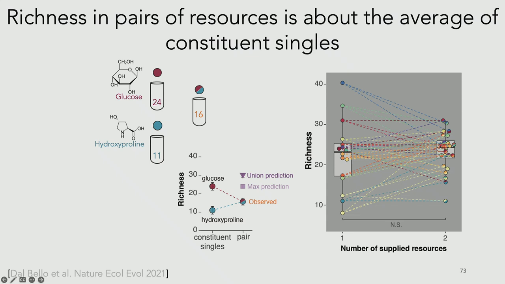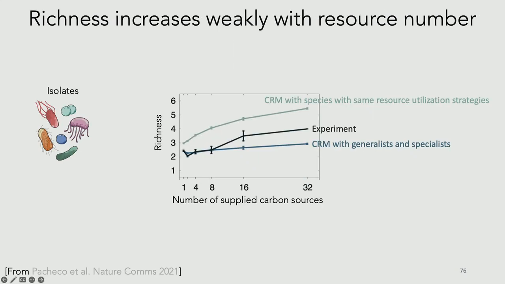The point is, it doesn't increase that much, and I wanted to show that this is not just our result. In the lab of Daniel Segre, they did a similar experiment, but starting with isolates, not natural communities, mixing some isolates. They went to 32 resources. Of course, you get a fairly low richness because they didn't have that many isolates. I started with a natural community that had like 700 species. The black line is the experiment, then these are consumer resource models, but let's forget about these two. The experiment shows that going from 1 to 2 is where you actually get a decrease in richness, and then the increase is very modest. So it's not just us saying this; it's something that other labs have seen.